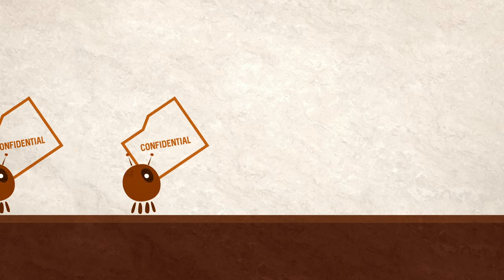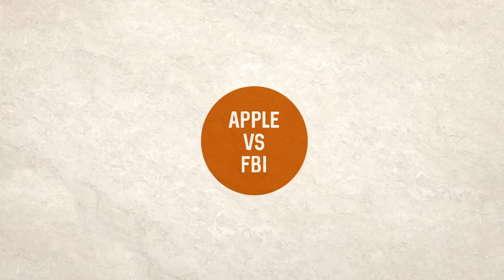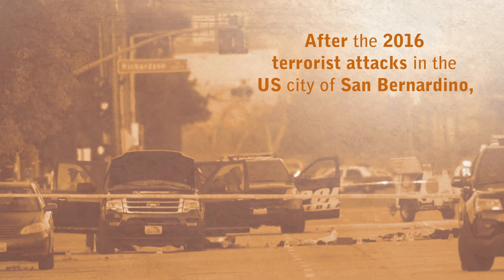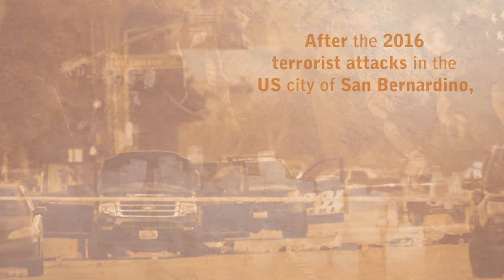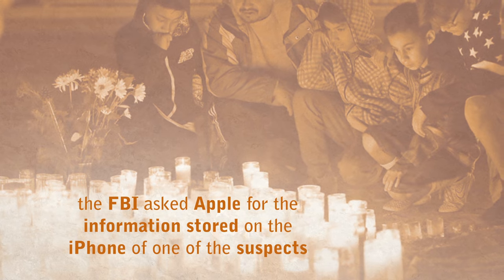Let's look at two examples of privacy and data protection in the real world. First, let's look at the Apple versus FBI case. After the 2016 terrorist attacks in the US city of San Bernardino, the FBI asked Apple for the information stored on the iPhone of one of the suspects.